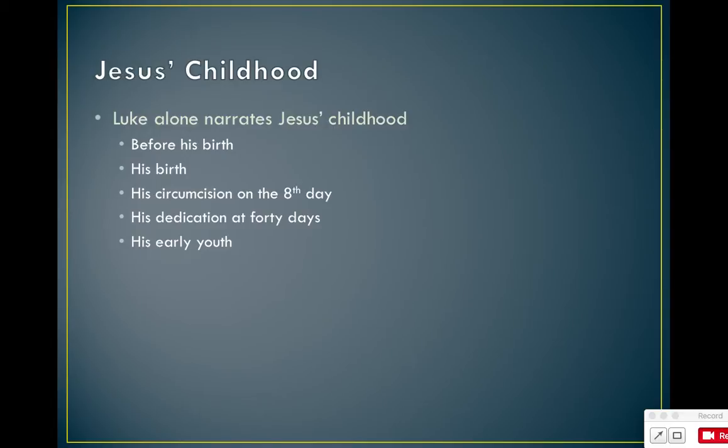He talks about him being circumcised on the 8th day, which was a big Jewish tradition. He talks about that. He talks about him being dedicated after 40 days. And he has a little bit of mention of his early youth when he and his family go up to Jerusalem when he's around 12. That's when he goes missing for a few days. Luke tells us those things. Matthew does not.